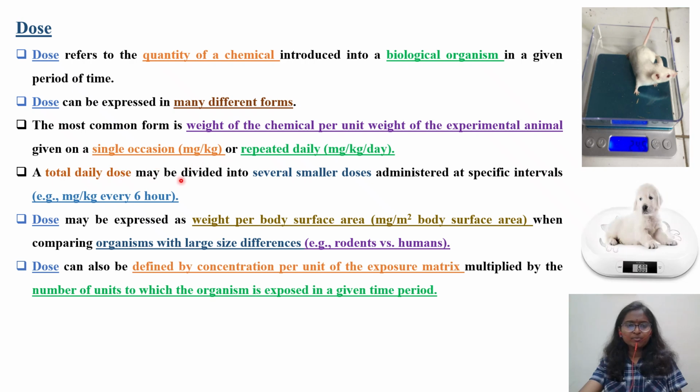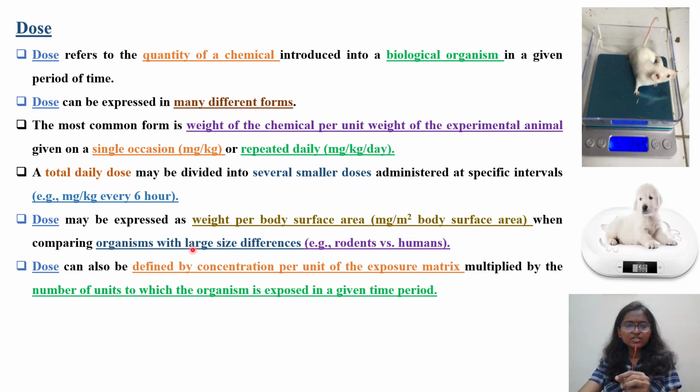A total daily dose may be divided into several small doses administered at specific intervals, for example mg per kg every 6 hours. This you will come across in the case of inhalation studies. Next, a dose may be expressed as weight per body surface area, mg per meter square BSA. This you will particularly come across in dermal studies as well as in the case of anti-cancer drugs. Whenever you are working on cancer drugs, since the body weight will change in cancer patients, the units will be mg per meter square based on body surface area.